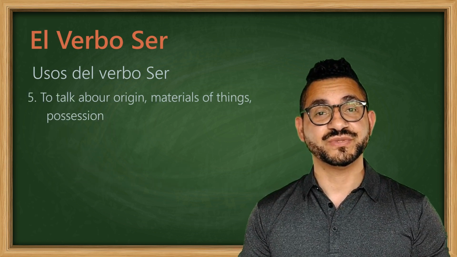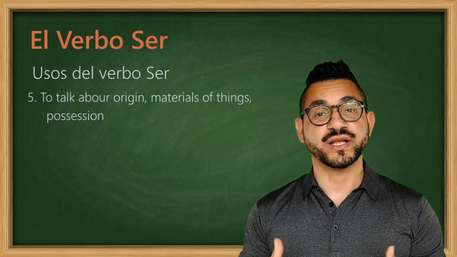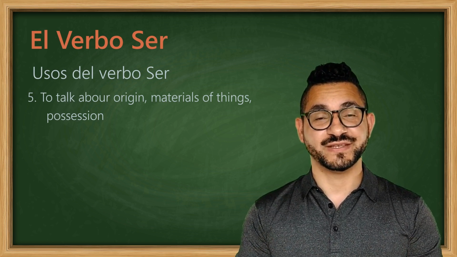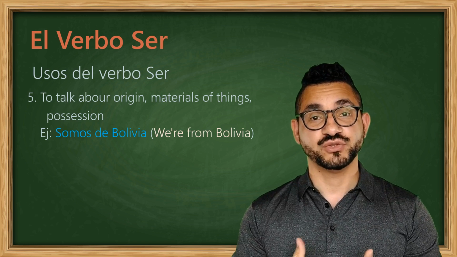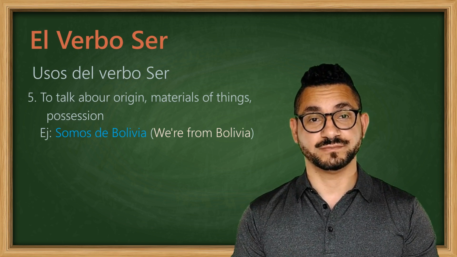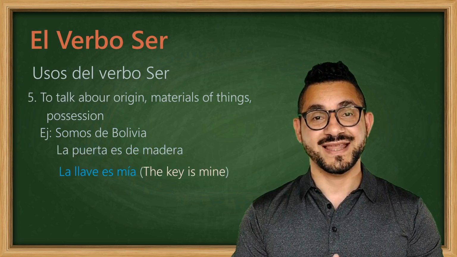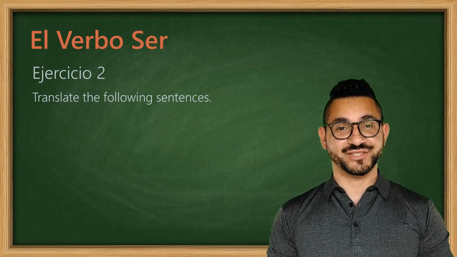Use number 5. We use the verb ser to express the following things: where a person is from, what a thing is made of, who an object belongs to. For example, somos de Bolivia. La puerta es de madera. La llave es mía.